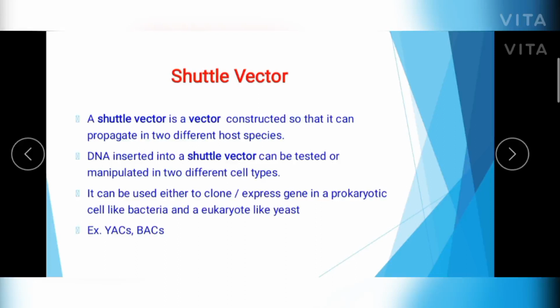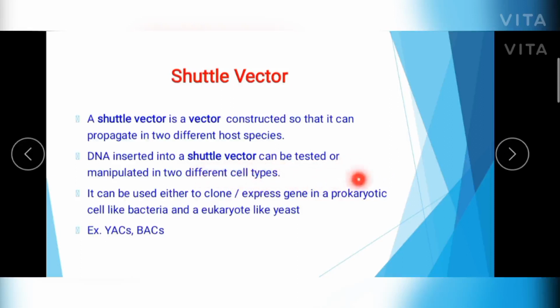Next, coming to the last type of vectors, the shuttle vector. This shuttle vector is used to propagate in two different species. That is, you can propagate this vector both in a prokaryotic cell as well as in a eukaryotic cell. So it will contain the replicons of both the cells.